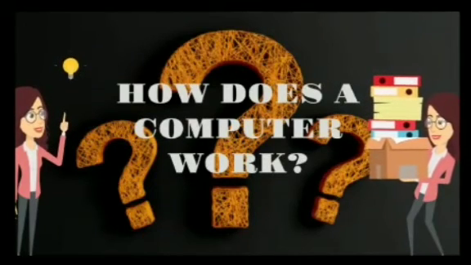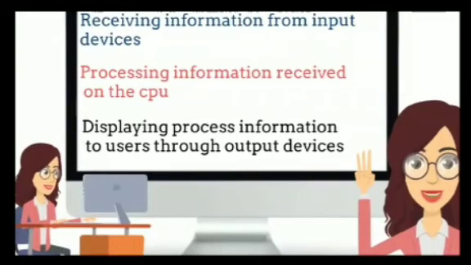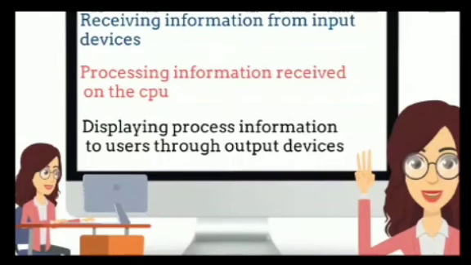So, how does a computer work? Computer works in three steps. The first is receiving information from input devices. The second is processing information received on the CPU. And the last is displaying processed information to users through output devices.